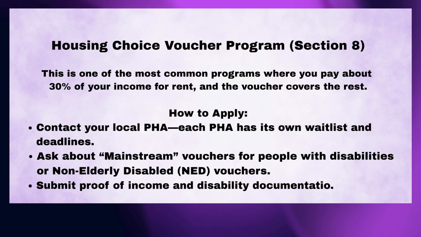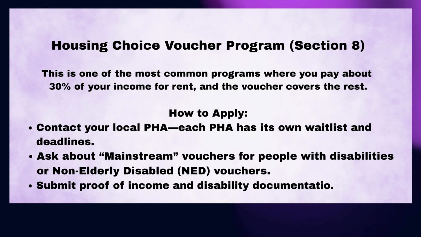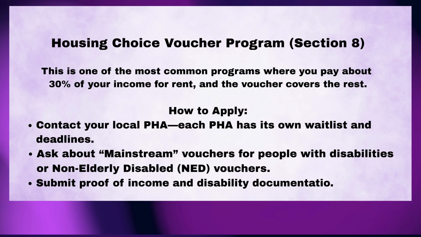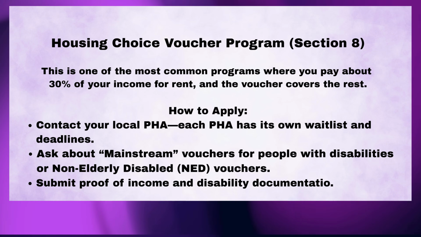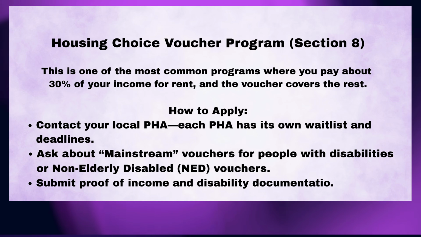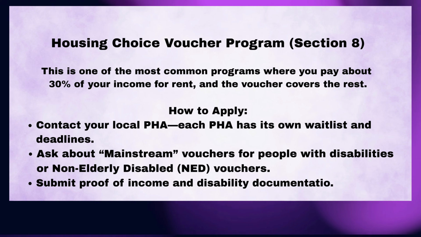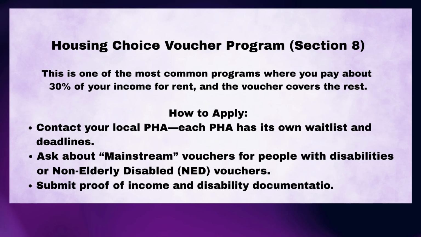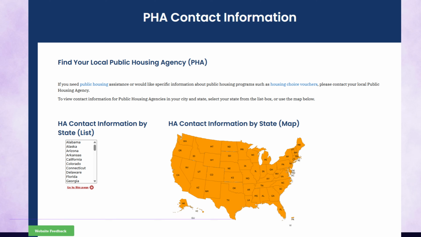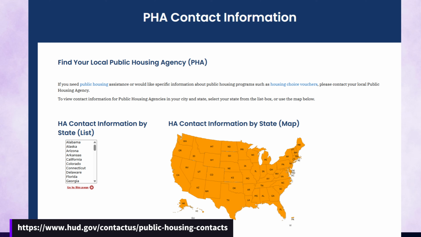And how do you apply? You contact your local public housing authority and guys, realize that each public housing authority has its own wait list and deadlines. And you ask about mainstream vouchers for people with disabilities or non elderly disabled vouchers. And you'll submit your proof of income and your disability documentation. And guys, you can also go to this website to find your local public housing authority in your state. And of course, it's going to be linked.